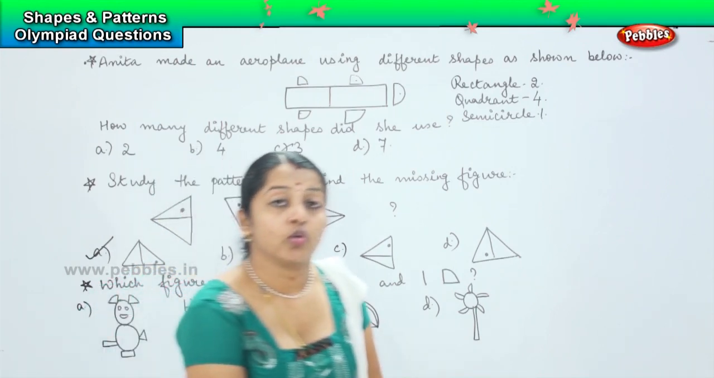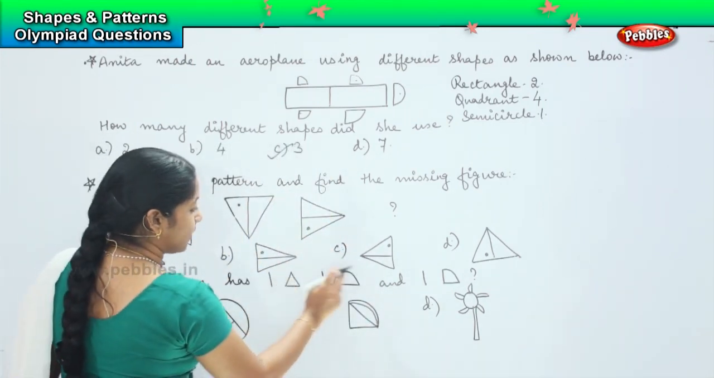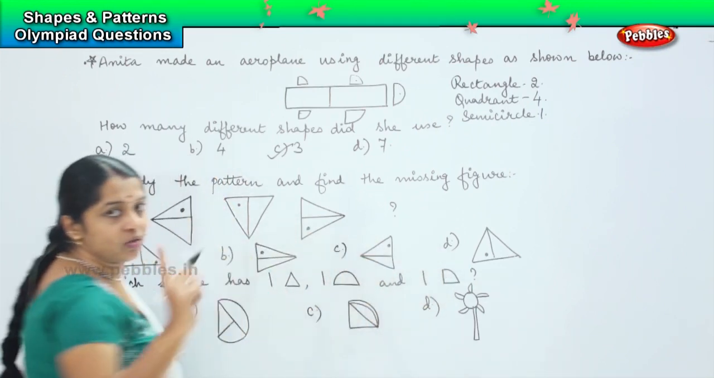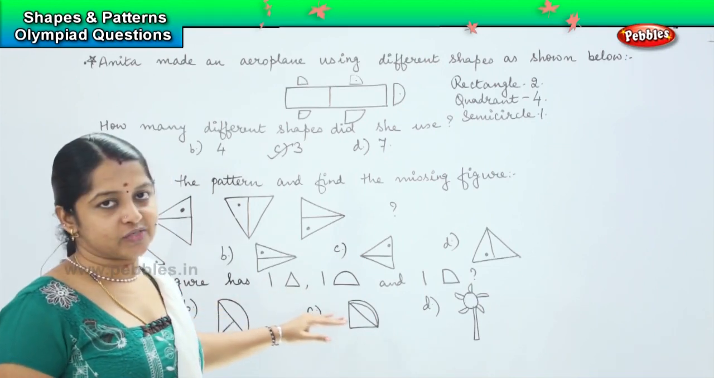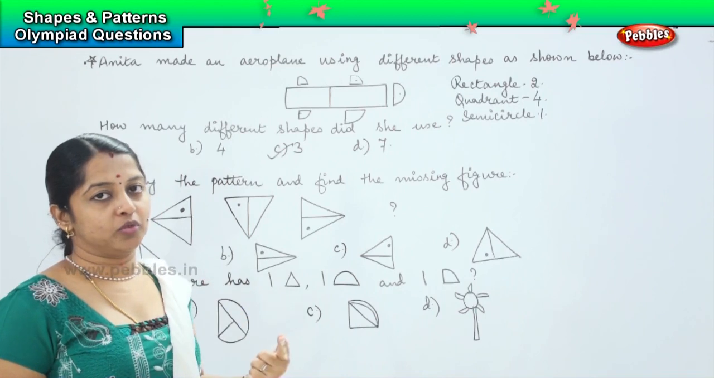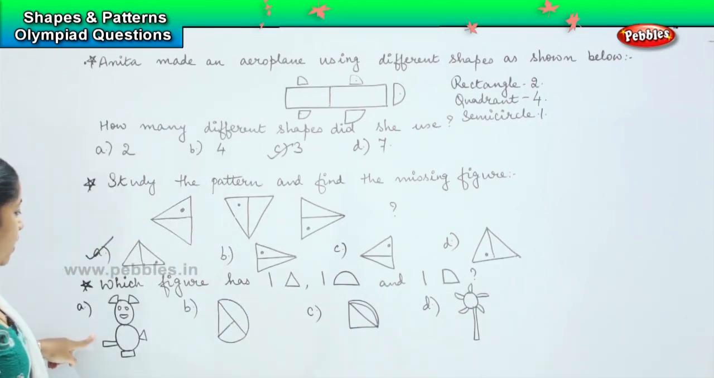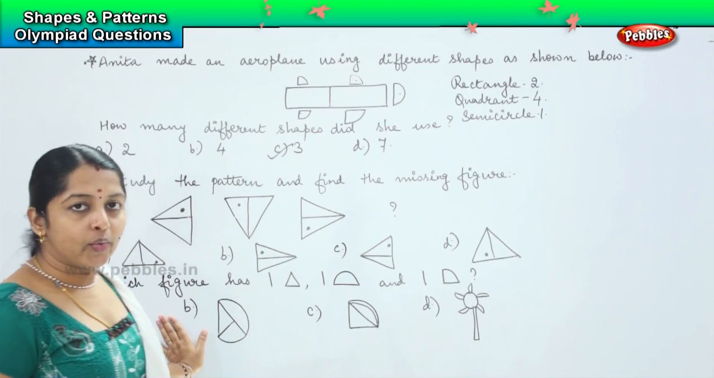Okay. So the question asks us, which figure has one triangle, one semicircle and one quadrant. Okay. So all these figures have got whatever they have asked for, but then we need to check that it should have only one and not more than one. Okay. Coming to the first one, it has got two quadrants, one semicircle and one triangle, but then it is having more than one quadrant. So which means option A is not the right one.